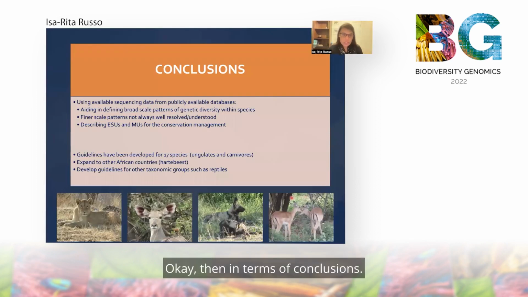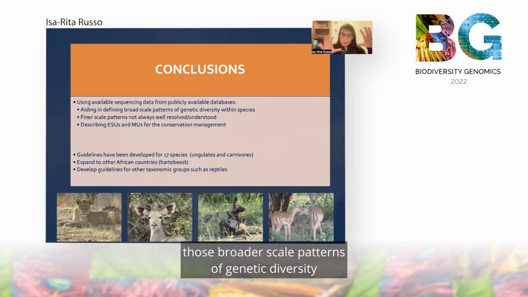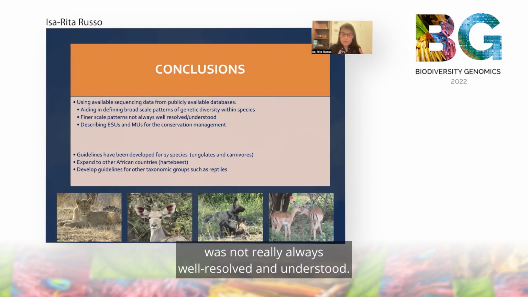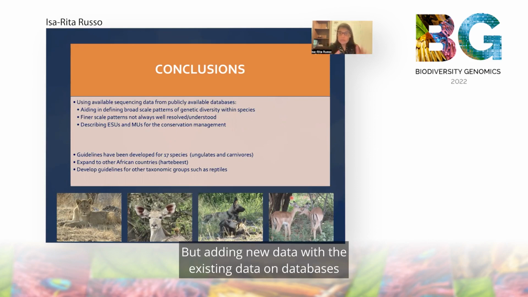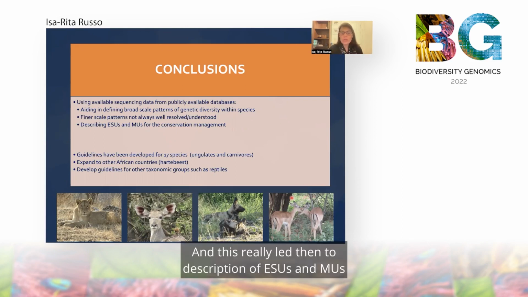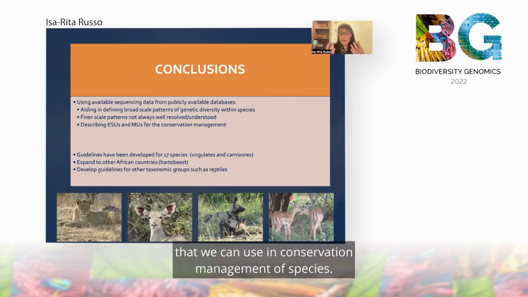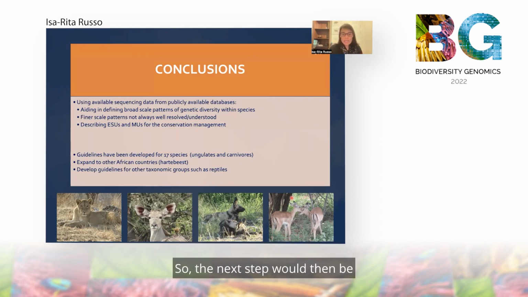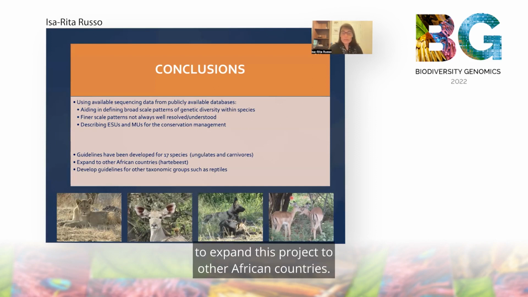Okay, then in terms of conclusions, using the sequence data available from public databases really helped us to define those broader scale patterns of genetic diversity within the hartebeest, red hartebeest specifically. The finer scale patterns were not always well resolved or understood, but adding new data to the existing data on databases really helped us to resolve those finer scale patterns. This led to the description of ESUs and MUs that we can use in conservation management of species. So the next step would be to expand this project to other African countries.